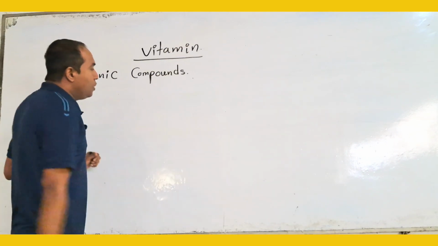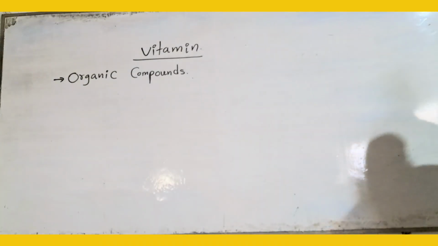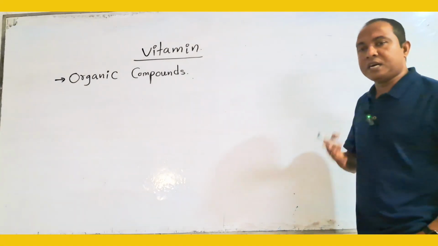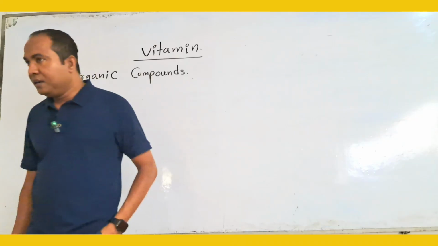Now tell me, why is vitamin considered an organic compound? Because it contains carbon.